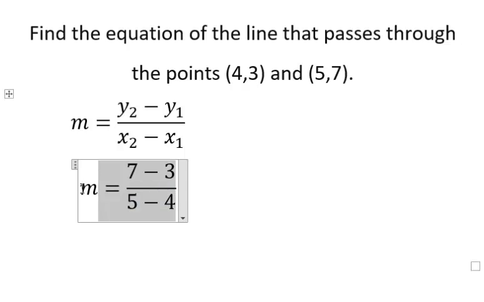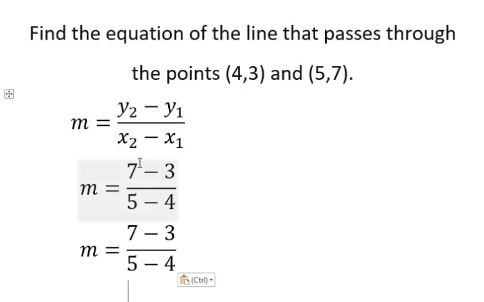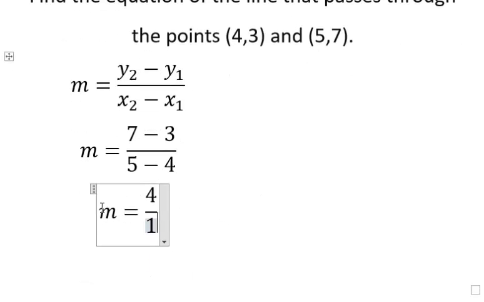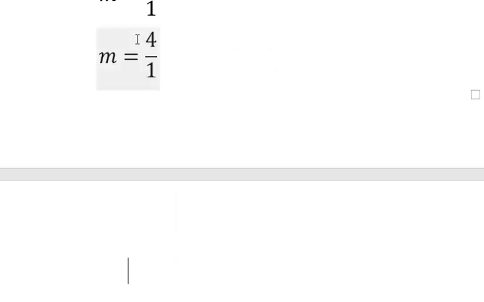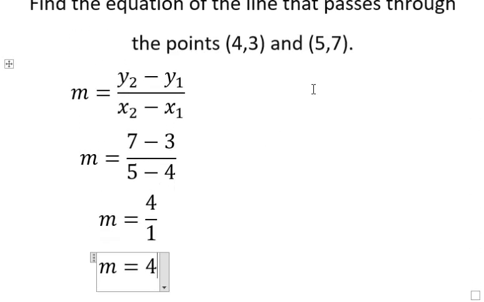Then I continue the operations by subtracting. So 7 minus 3 will be 4, and 5 minus 4 will be 1. So now I need to divide. 4 divided by 1 will give me 4. That's how I find m.